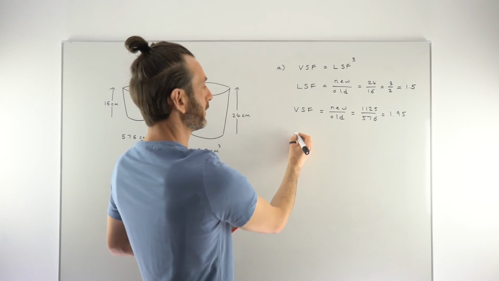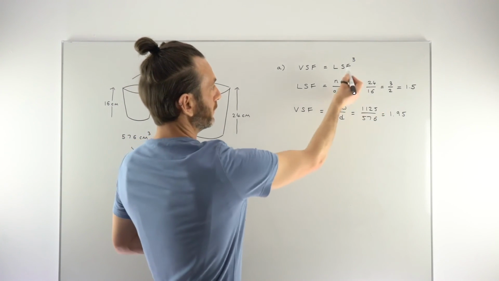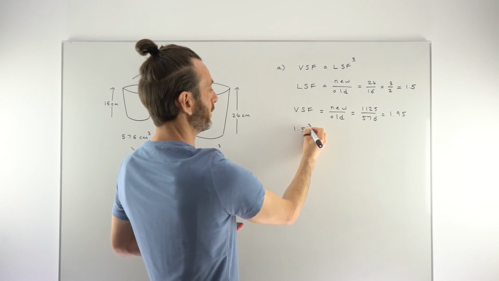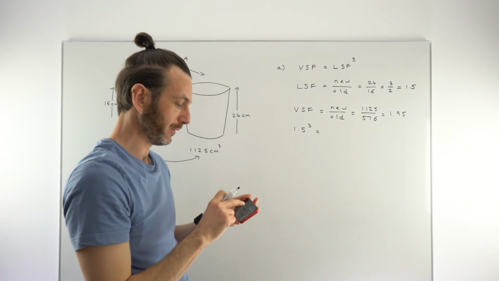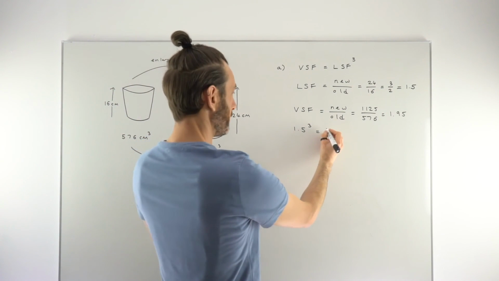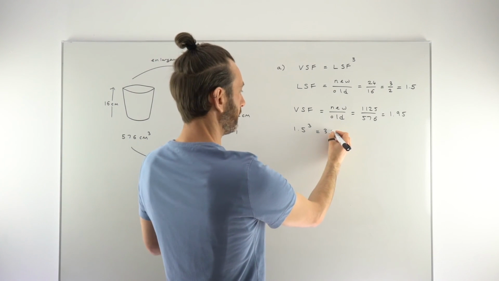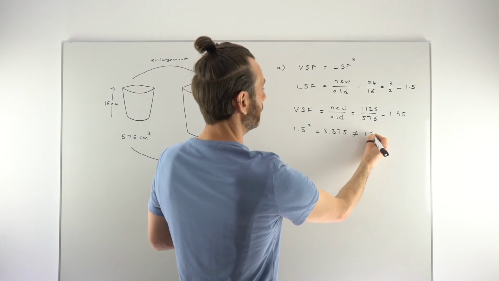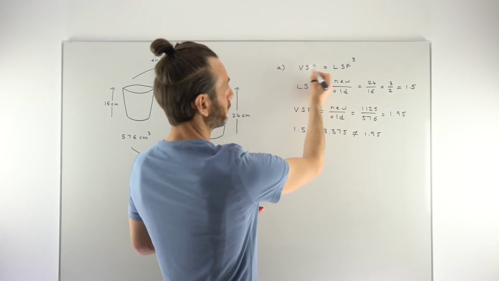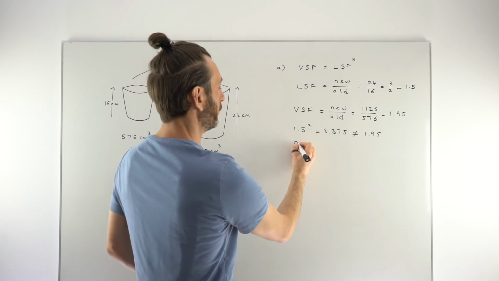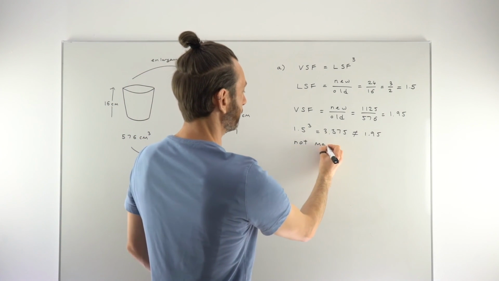So if we take 1.5, which is our linear scale factor, and cube it, what do we get? So 1.5 cubed is equal to 3.375. And that is not equal to 1.95. So in other words, that formula does not hold, so the shapes are not mathematically similar.